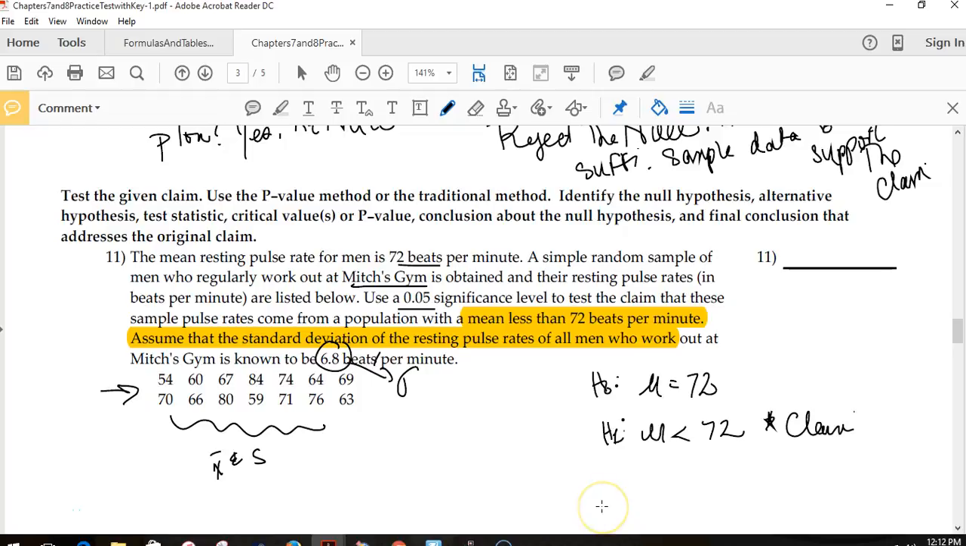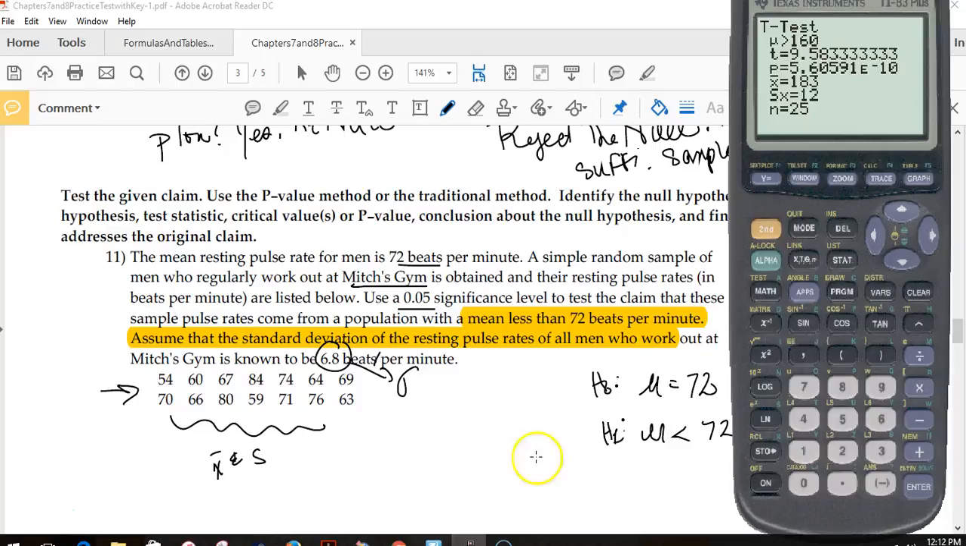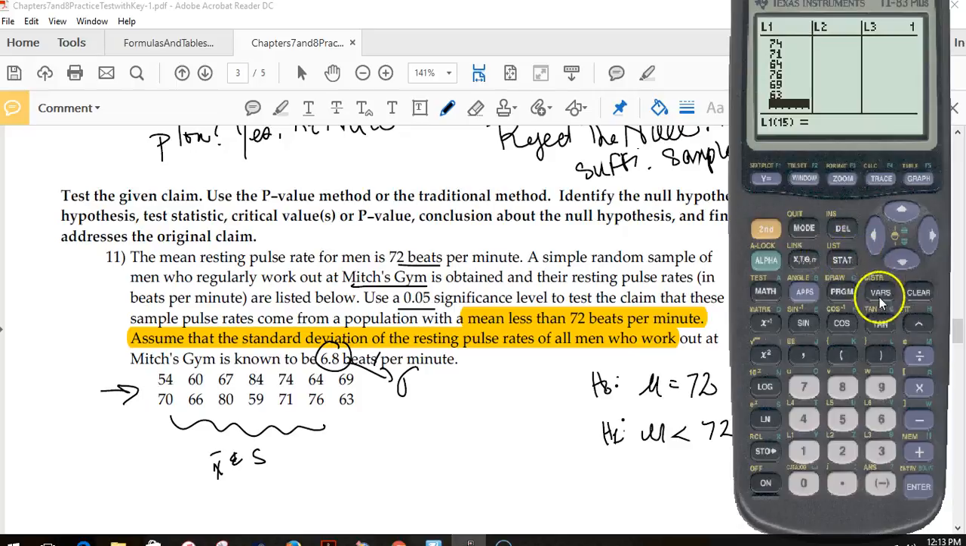I'm going to need to generate a test stat and a p-value, but this time I have all of the data. So instead of running 1-Var Stats, getting an S and an X bar, and then putting it in, I'm just going to go into stat edit, put in my data, and I'll check it to make sure that it's actually in right.